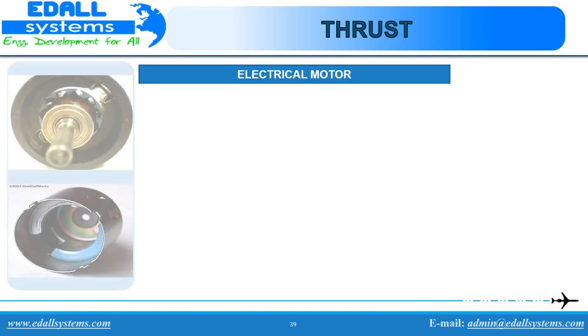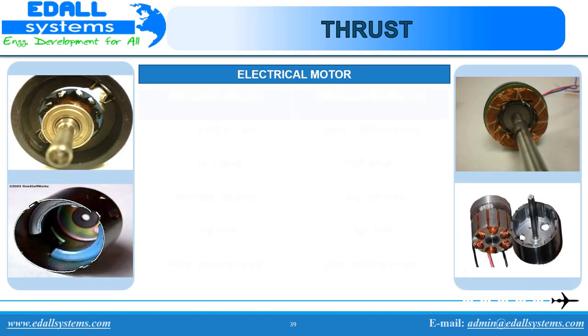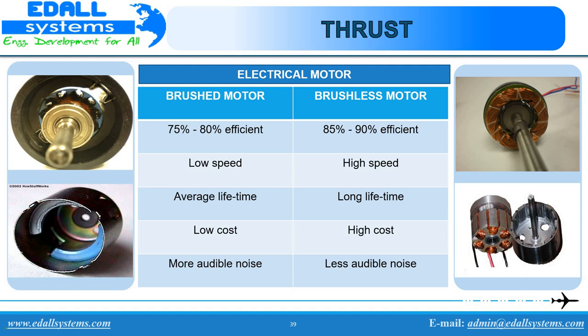Now let us see the difference between brushless and brushed motor. Brushed motors are 75% to 80% efficient. They are used for low-speed aircrafts, have an average lifetime, are low cost and have more audible sound. Brushless motors are 85 to 90% efficient and are used for high-speed aircrafts. They have a very long lifetime and are of high cost but less audible noise.